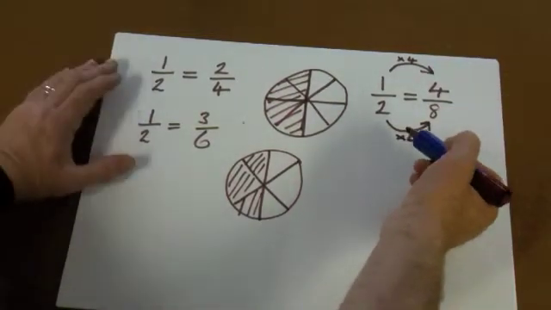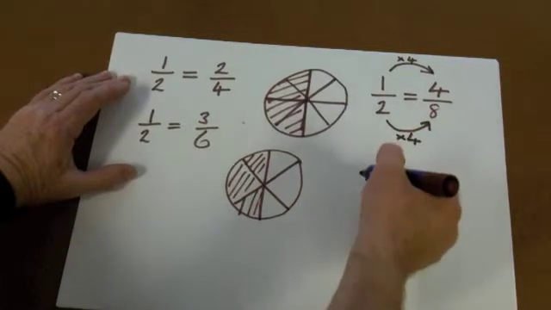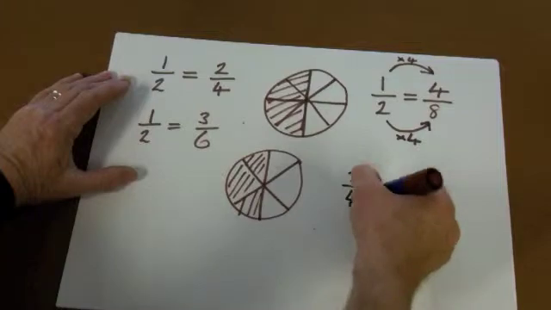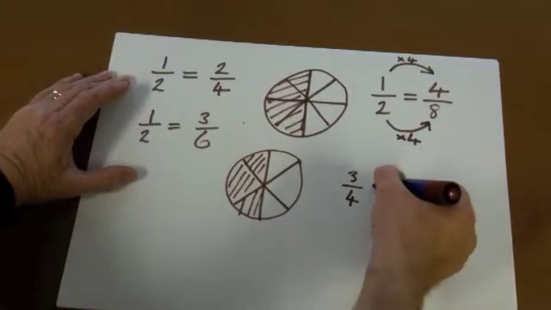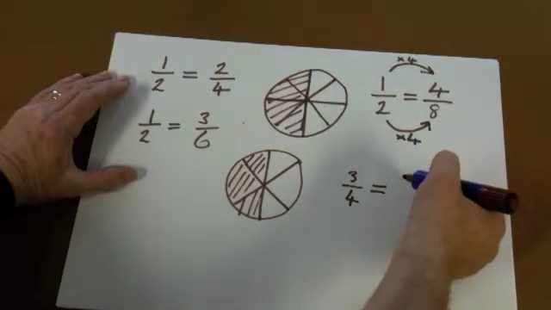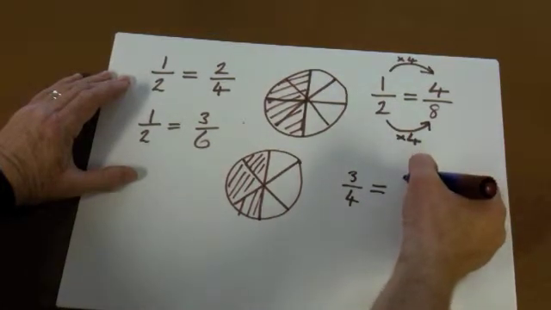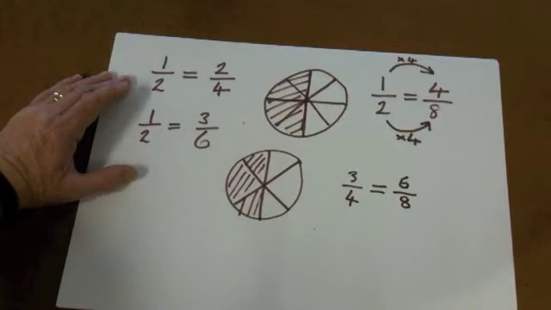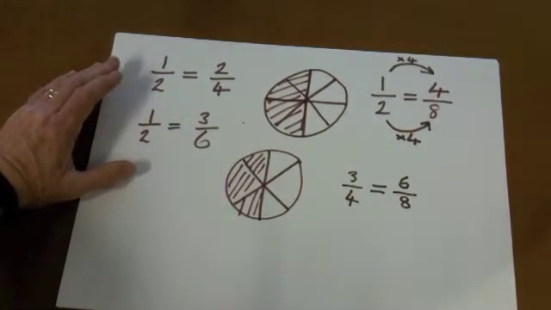So in fact, without drawing at all, we could take any fraction we like, how about 3/4, and I'll say I want an equivalent fraction. Well, I don't know, I could multiply top and bottom by 2. 3/4 is the same thing as 3 times 2 is 6, 4 times 2 is 8. 3/4 is the same amount as 6/8.